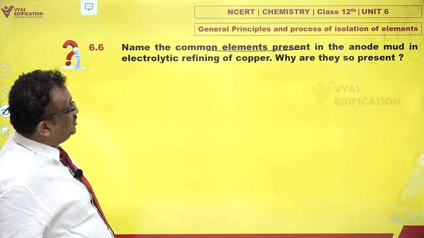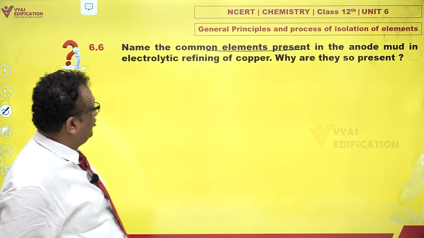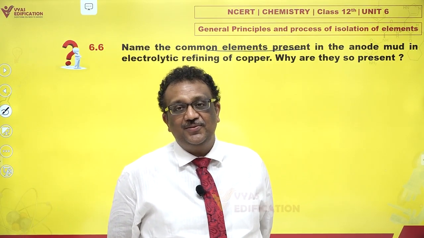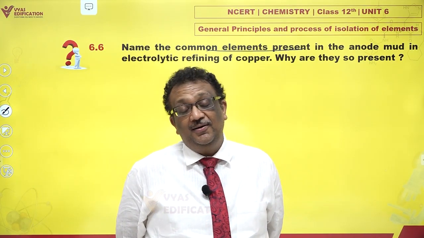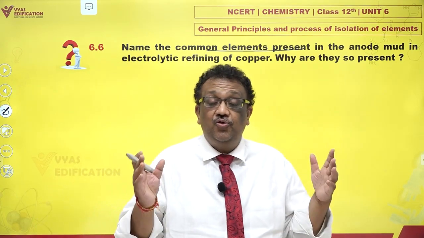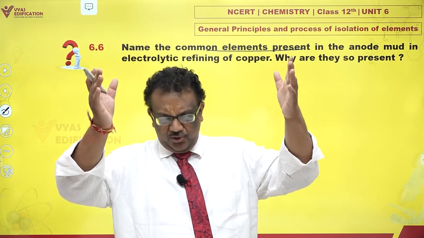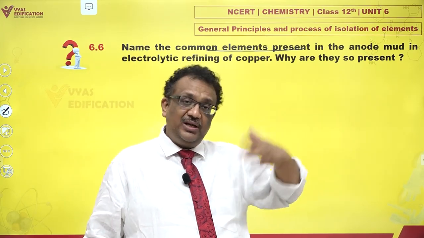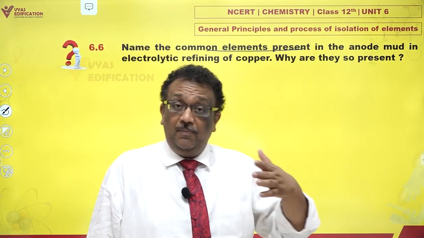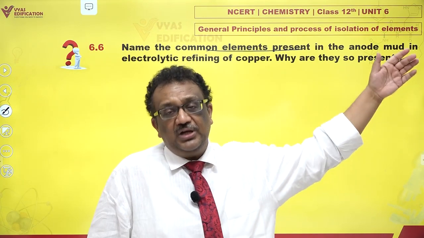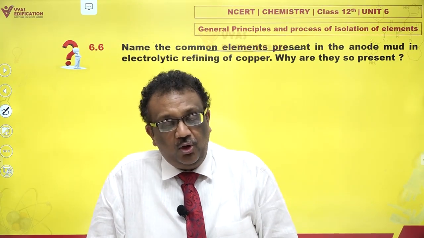Name the common elements present in the anode mud in electrolytic refining of copper, and why are they so present? Now, when you look at anode mud, what happens is during electro refining of copper, there's a huge block of copper anode which slowly gets oxidized as the current is passed, and copper passes in the solution as copper ions, and they get reduced at cathode to give you pure copper.